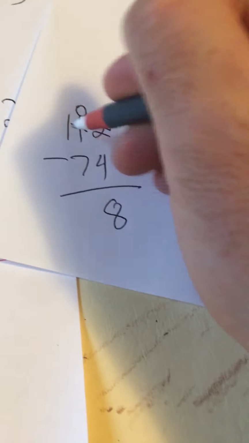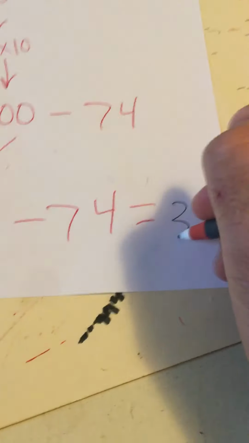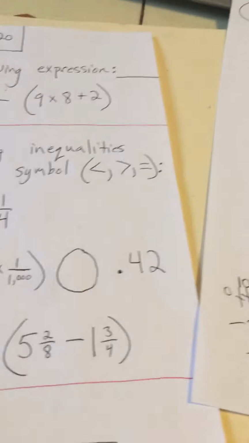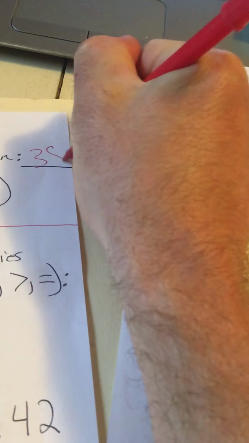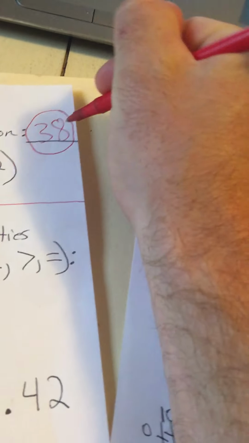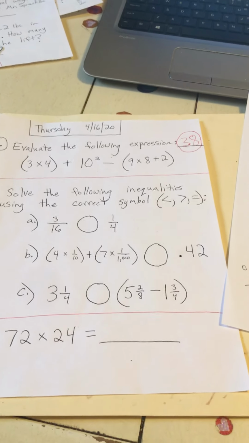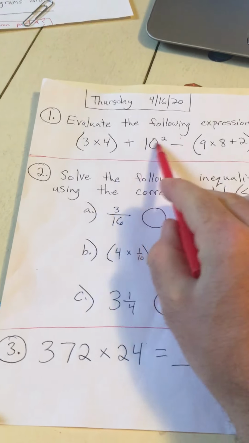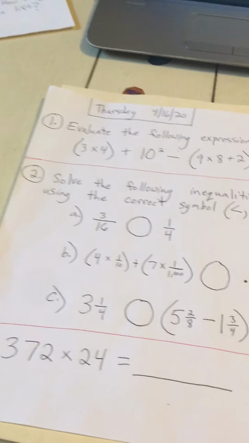So 12 minus 4 is 8. You can't do 0 minus 7, so you borrow, you add 10 to here, and now 10 minus 7 is 3. So the final answer for this problem is 38. 112 minus 74, the answer to that expression is 38. Okay? Give yourself some snaps if you got that. That was pretty complicated, and we're going to do a couple more that are a little more complicated as we move through.